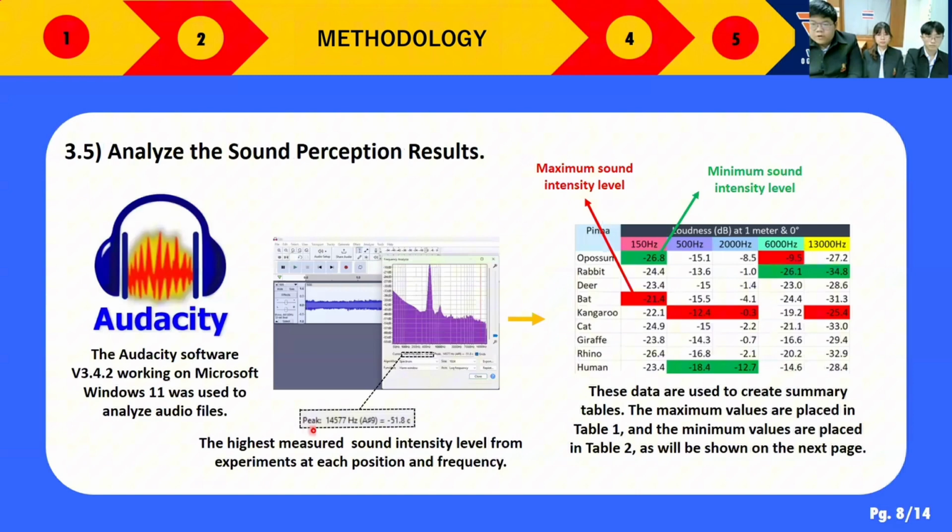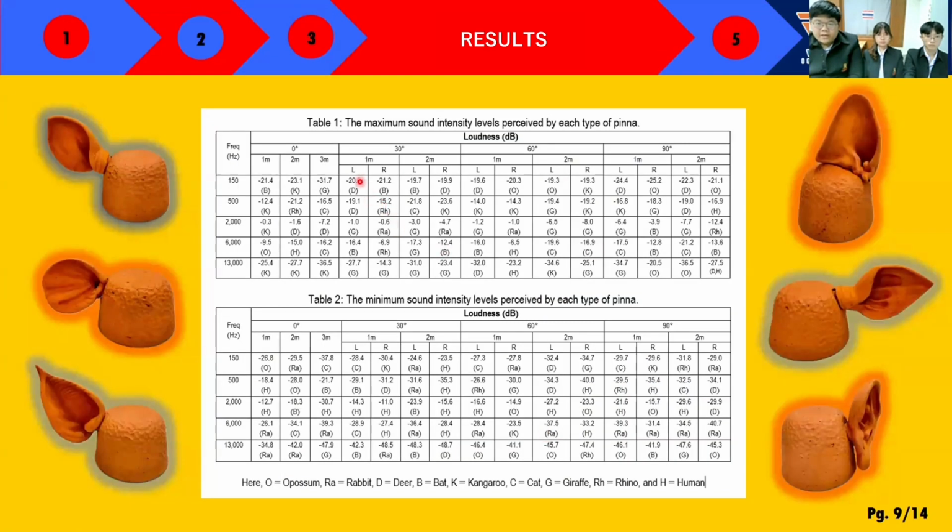Lastly, the software was used to find the highest measured sound intensity level from experiments at its position and frequency, and this data will be compared to find the mammals with the maximum and minimum sound intensity levels, then later used to create summary tables as will be shown on the next page. Additionally, L and R indicated here represent the left and right position when facing towards the pinna or facing in the same direction as the sound source.